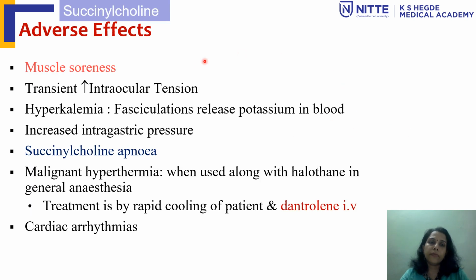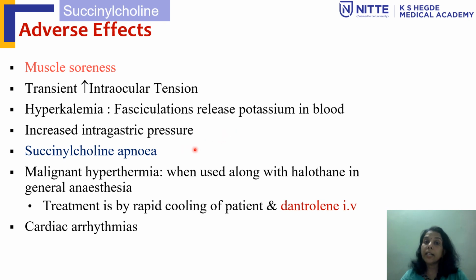Now what are the adverse effects? The most common adverse effect seen with succinylcholine is muscle soreness. And there will be transient intraocular tension also, which has also been found with this. Then hyperkalemia, as I mentioned. That's the reason it should not be given to patients who have heart failure, who are taking digoxin and so on, because of the release of potassium into the blood during the fasciculations. Increased intragastric pressure has also been found.